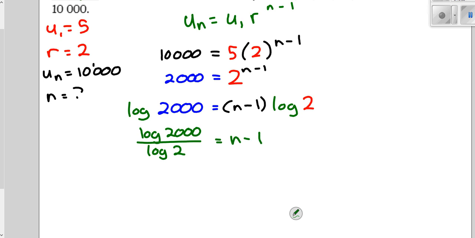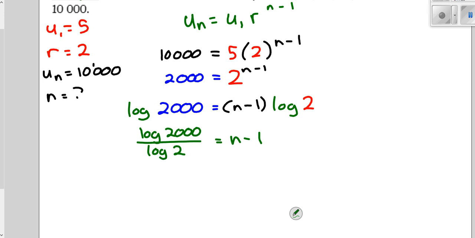2 to the what is 2000? Might not be a power of 2, but it could be a power of 2 multiplied by something, another power. Like 10 to the power of 3, or 2 times 10 to the power of 3. 10 to the power of 3, 10 cubed, yeah, that's possible.